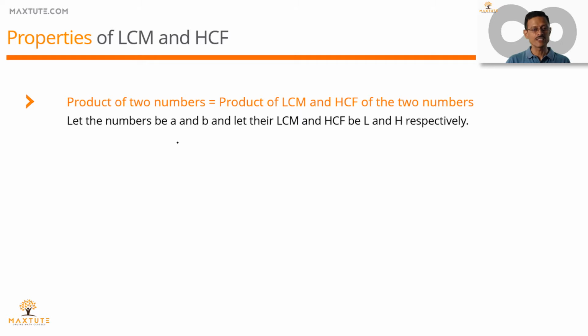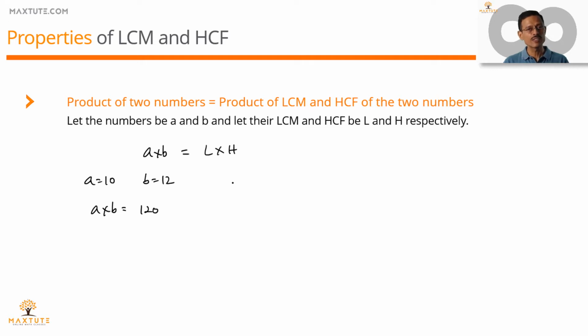So what this property essentially states is product of the two numbers A into B is equal to product of the LCM and HCF of these two numbers, which is L into H. Let's take a simple example and check whether it works. Let's take A to be equal to 10 and B to be equal to 12. So product of A and B, A into B is equal to 120.